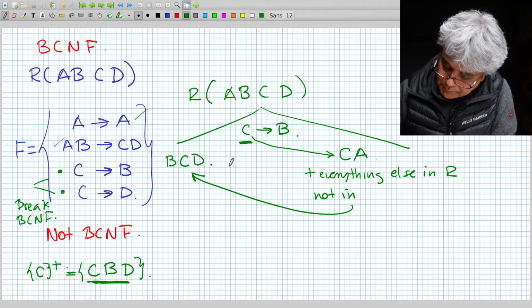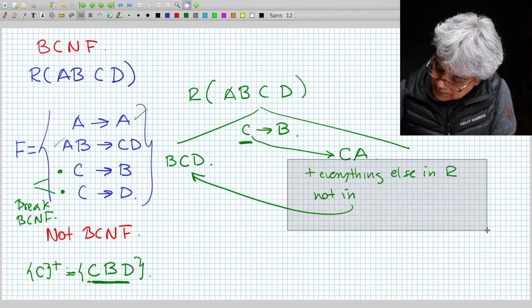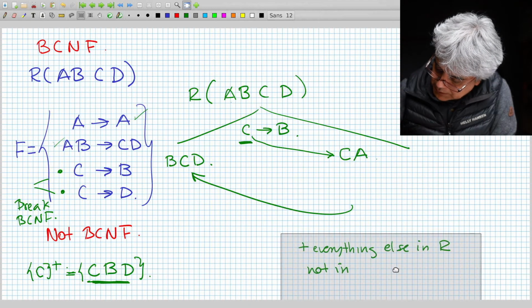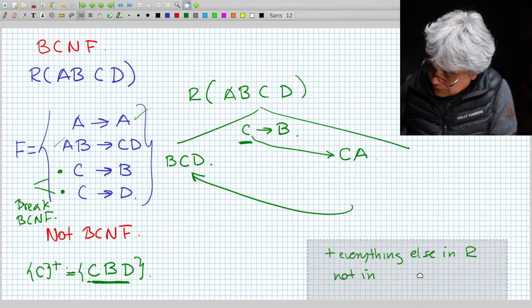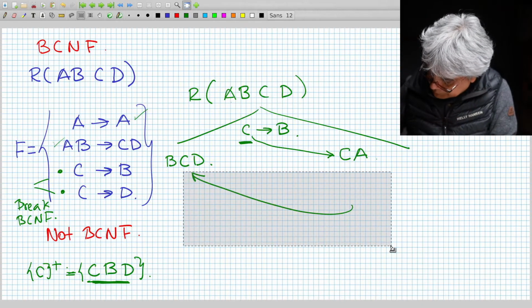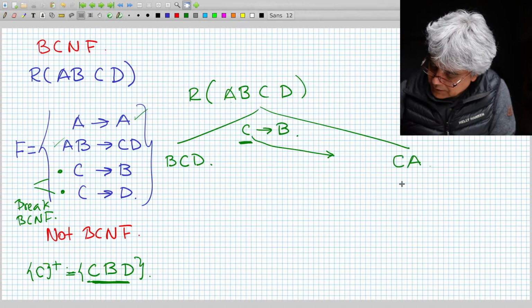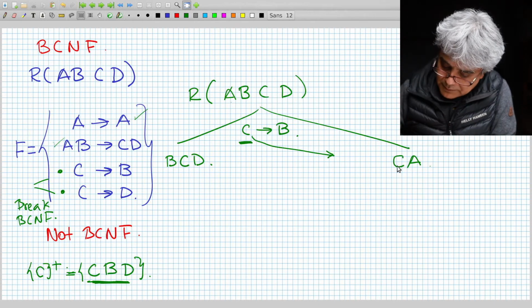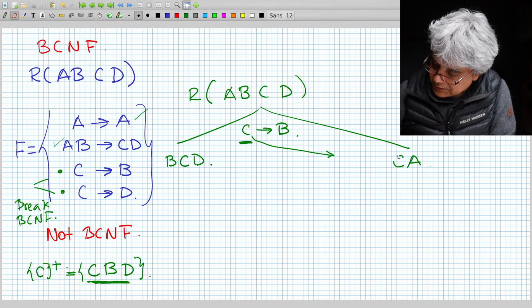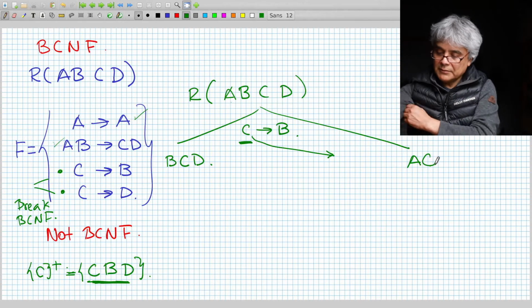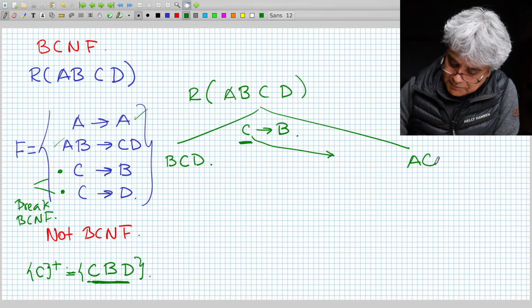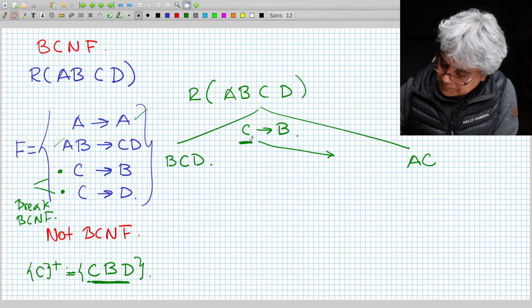So that is my relation. I don't need this anymore, so let me actually delete it. And this is my decomposition. So C, A. Let's put it in order, just for the sake of cleanliness. Remember, these are sets, so it doesn't really matter. If you give me CA, that's fine too.